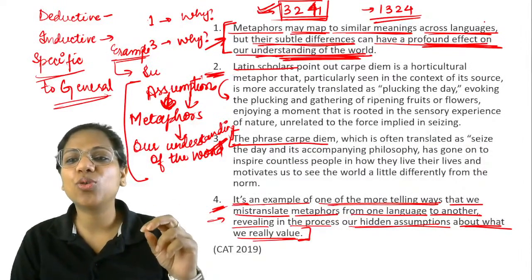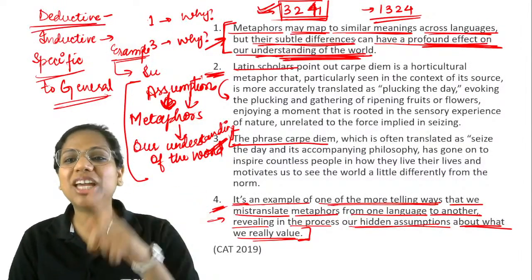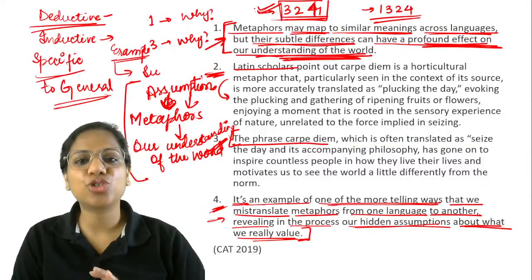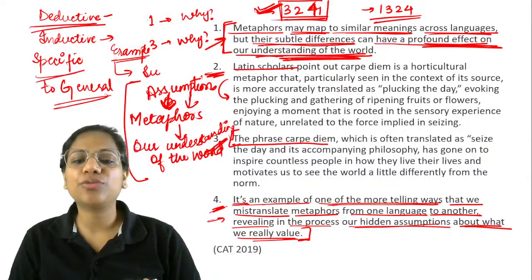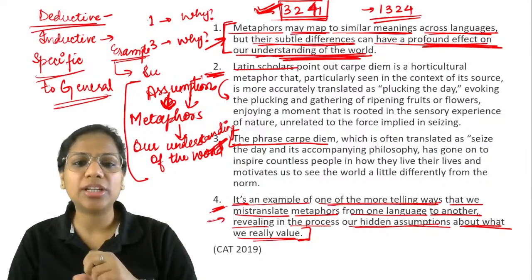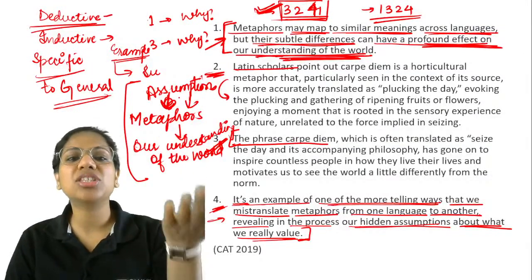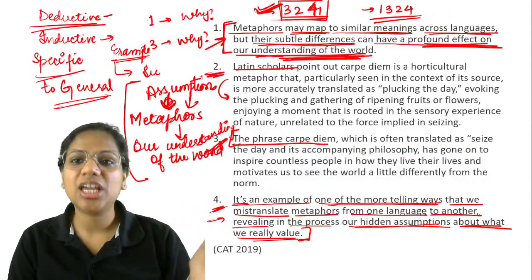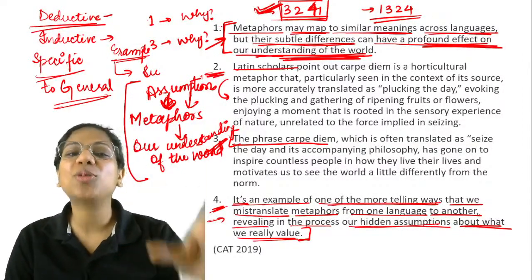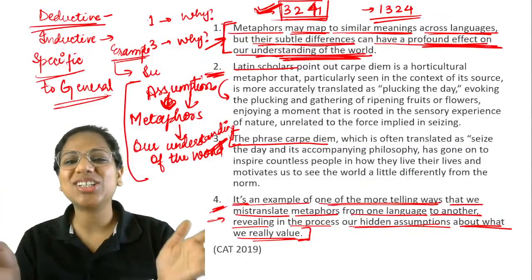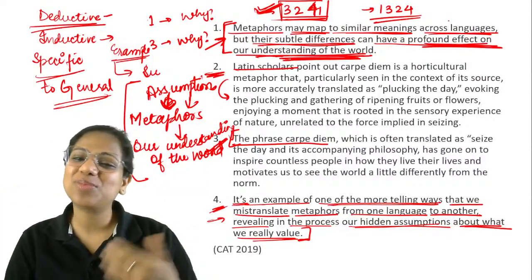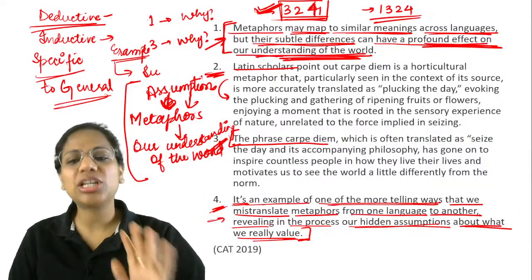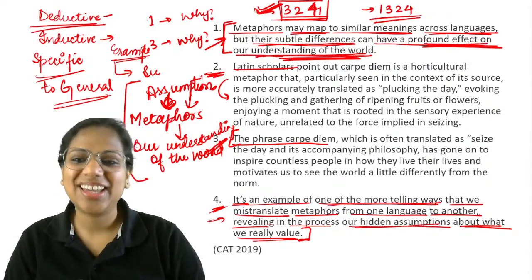However, if I go with the deductive interpretation, then even 1, 3, 2, 4 makes sense. So I feel that there is an ambiguity in this paragraph. The official answer extended was 3, 2, 4, 1. Now, if you go strictly by looking at 4 and 1 and you see that metaphors reveal our hidden assumptions and then their misinterpretation has an effect, then 3, 2, 4, 1 is fine. But if you look at it as first talking about the issue at hand, their mistranslation, their subtle differences, and then we give examples, then even 1, 3, 2, 4 is fine. So this was a disputed question in CAT 2019.